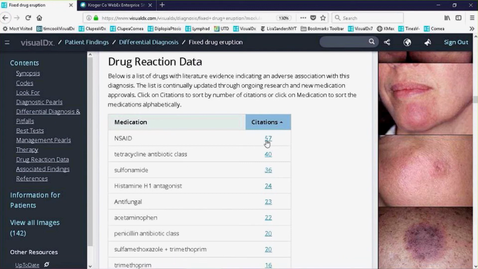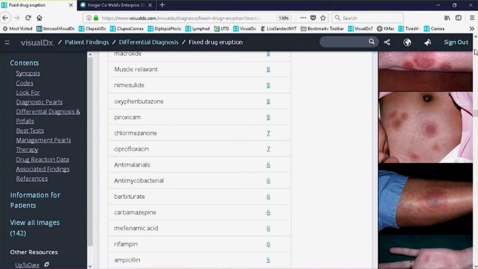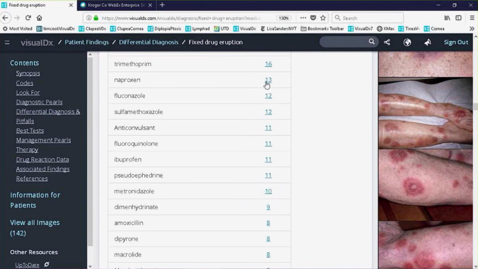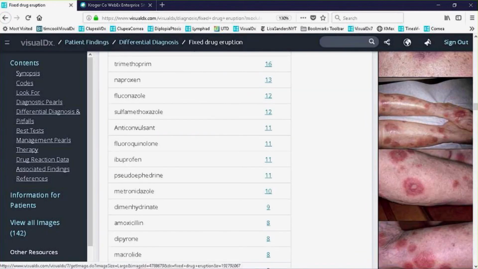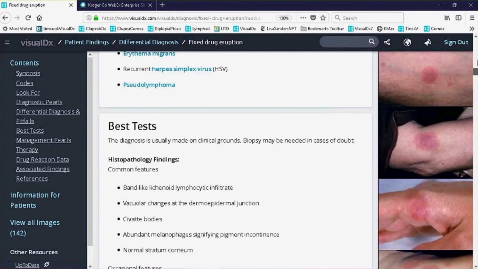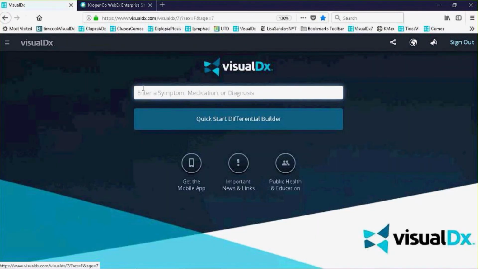So NSAIDs have 57 case reports, and as I page down, you'll see the number of citations go down, but you'll see there's naproxen. I click the 13, and it shows me the evidence in the literature that naproxen can induce fixed drug eruption. So there's an exhaustive database of medication-to-drug reactions. And so you can go into VisualDx and search a med, or you can search a condition.